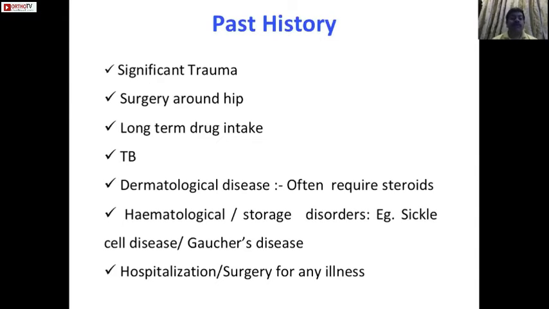So you want to have a past history of trauma, surgery around the hip, long treatment undertaken, any history of tuberculosis, any dermatological disease for which the patient might have taken steroids, any long hospitalization, or any surgery for any illness.